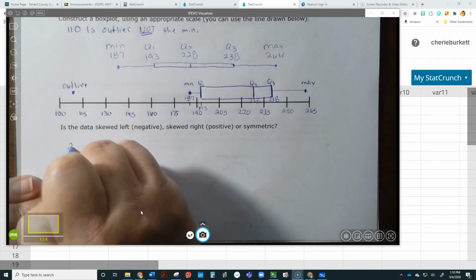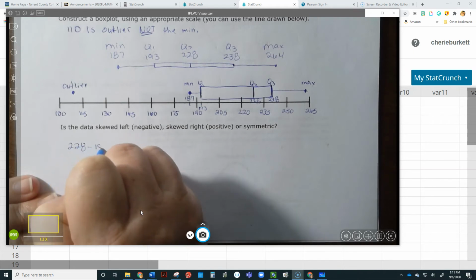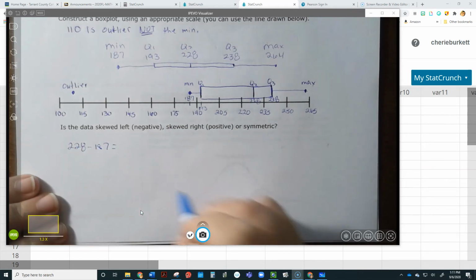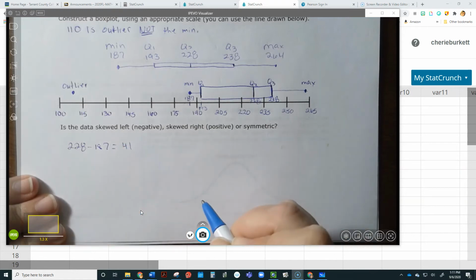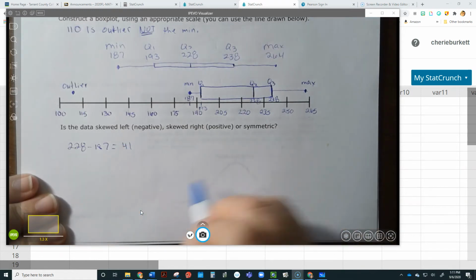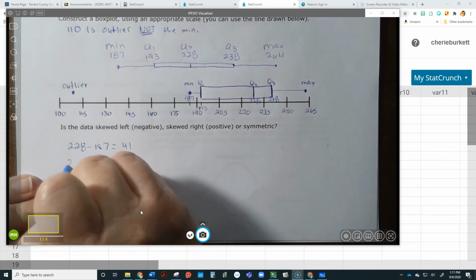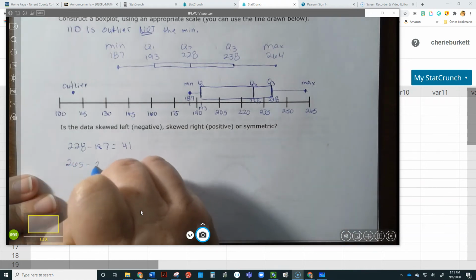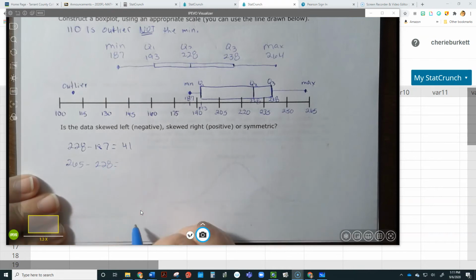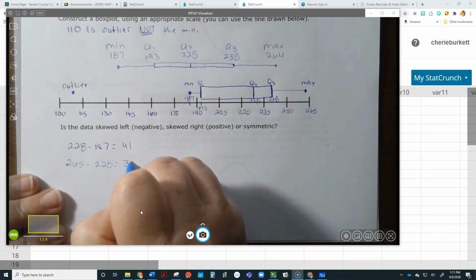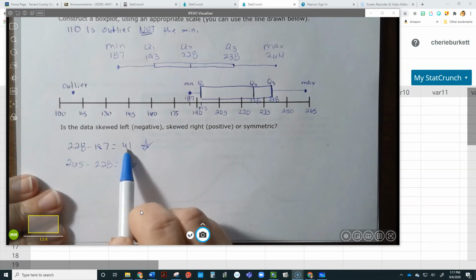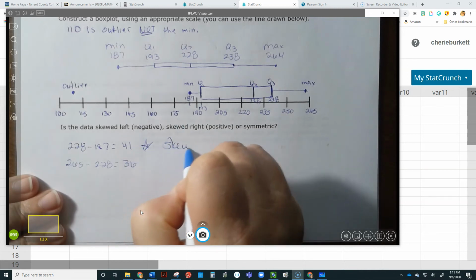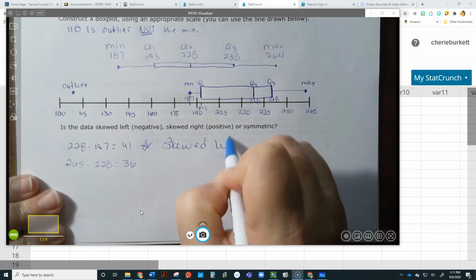So how far apart are 228 and 187? I believe that is a distance of 41. And then how far apart are 265 and 228? They are 36 units apart. So this one is bigger, so we're going to say it's skewed to the left.